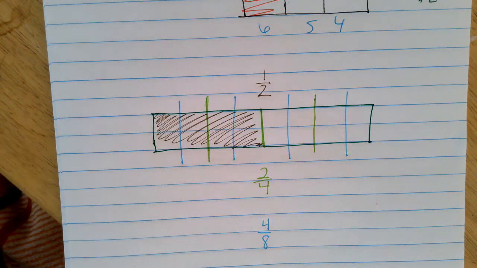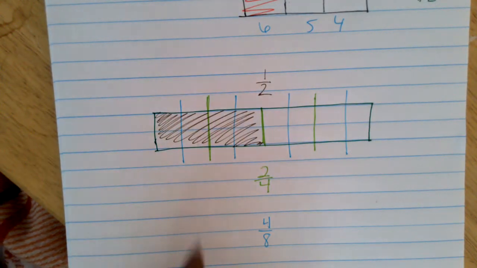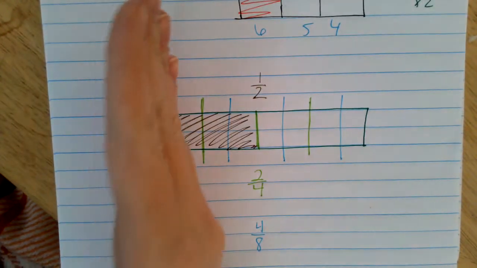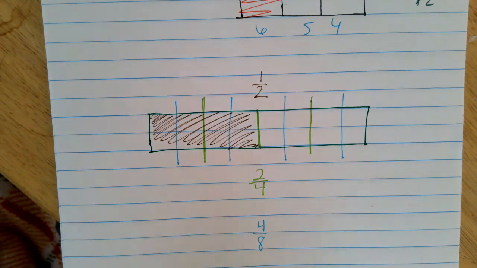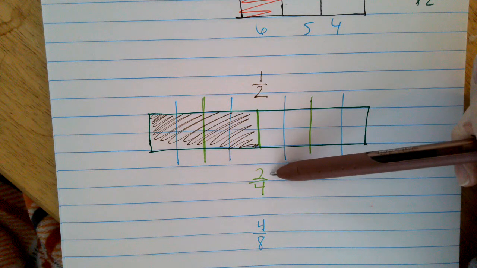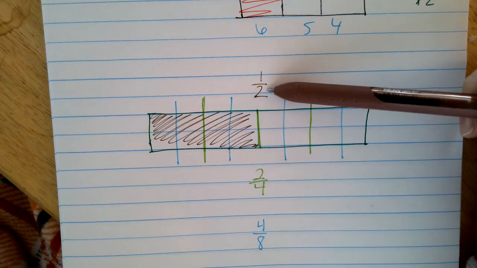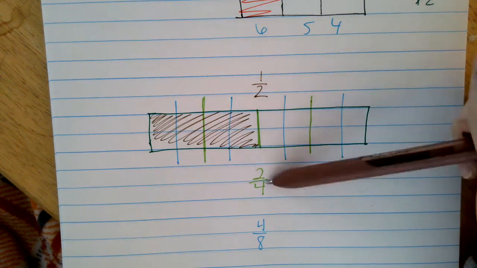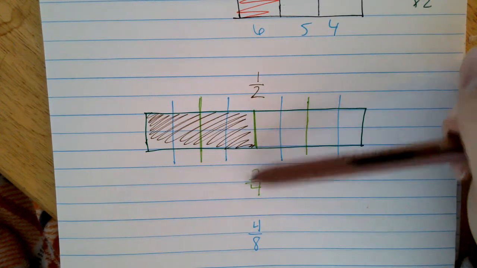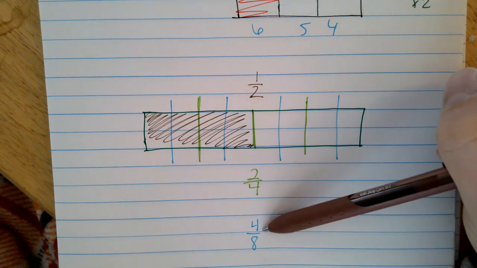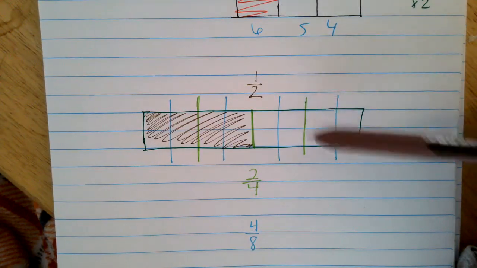Now, did I use this color to shade anything else in here? No, I just shaded one time. I broke up the whole into multiple parts. And so now 1/2, 2/4, and 4/8, they are all equivalent fractions. They're the same amount. I have not changed the amount that was shaded. They have different numbers because they are different parts of the whole, but it's the same amount of that whole.